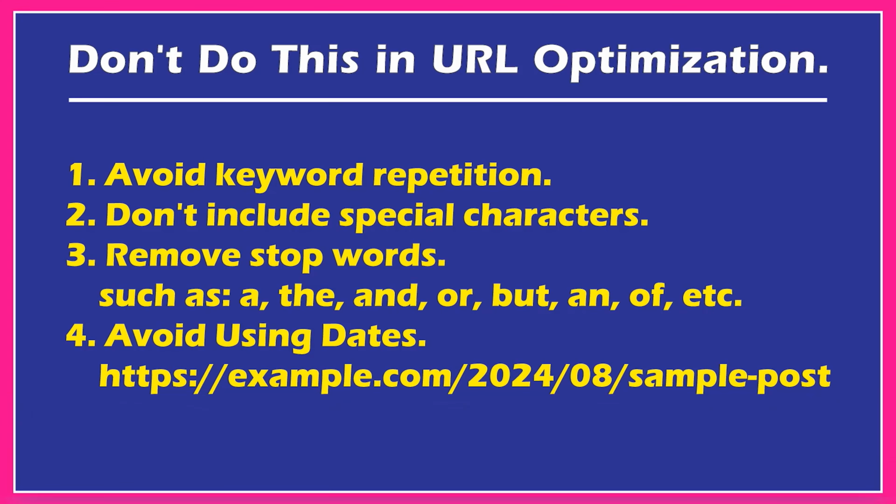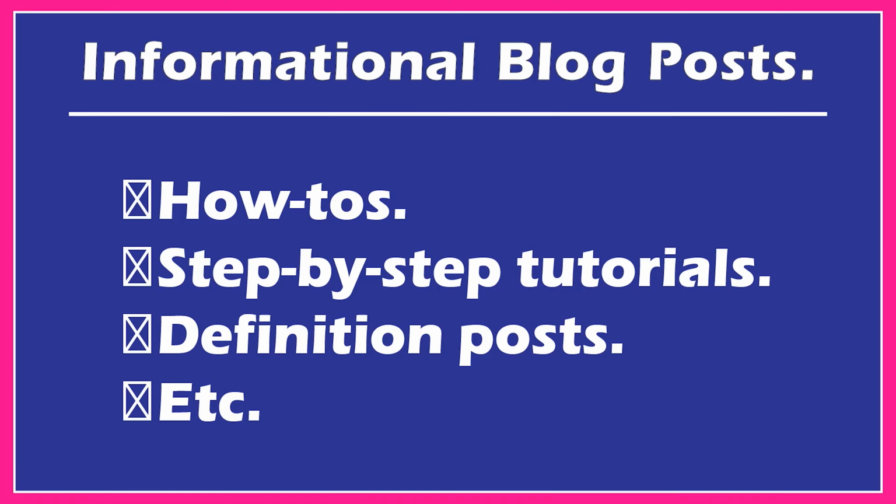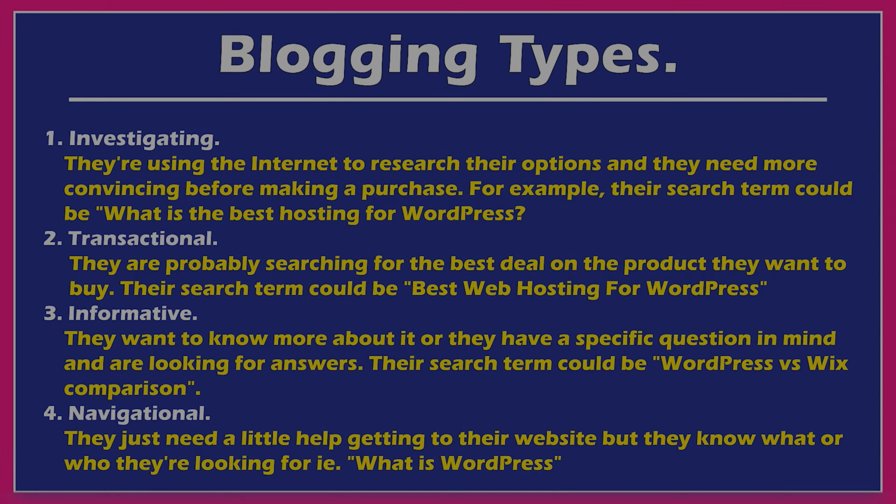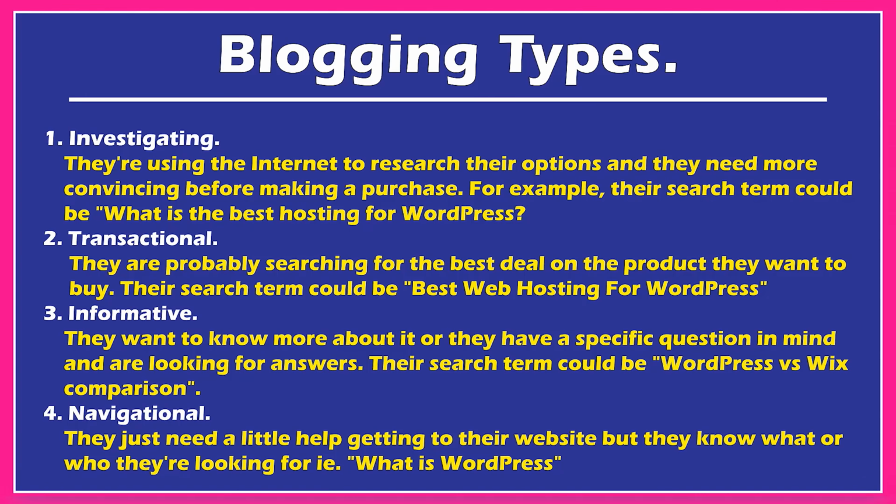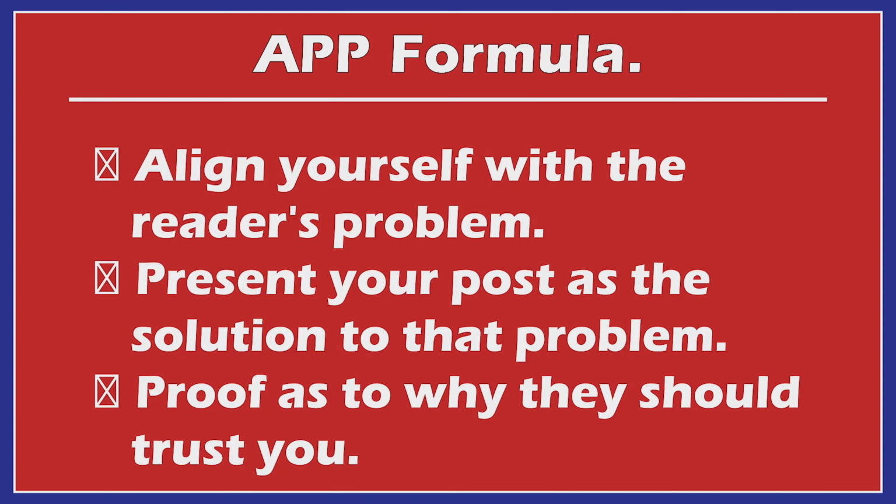Don't do this in URL optimization. Avoid keyword repetition. Don't include special characters. Remove stop words. Avoid using dates. Informational blog posts. Blogging types: investigating, transactional, informative, navigational. APP formula.